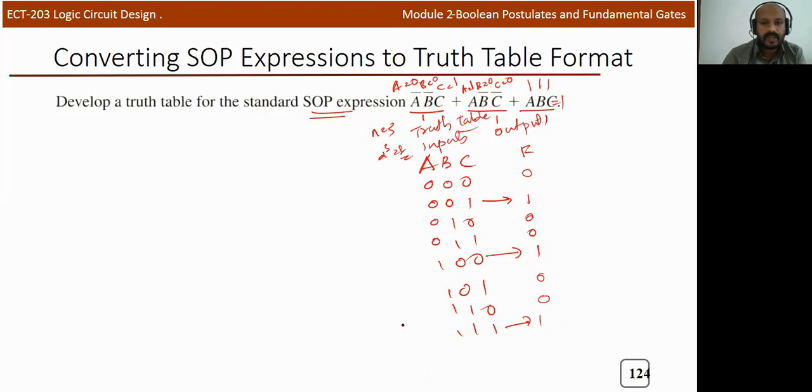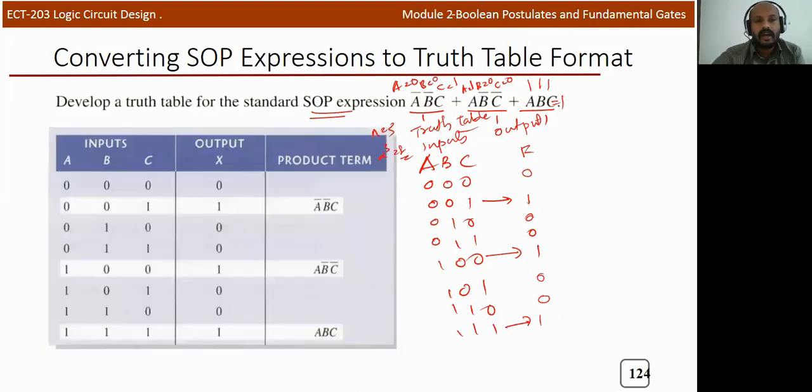In this way, we can simply write the truth table. The only thing we need to identify is the product terms given in the expression and when we will get a 1 for that particular product term.